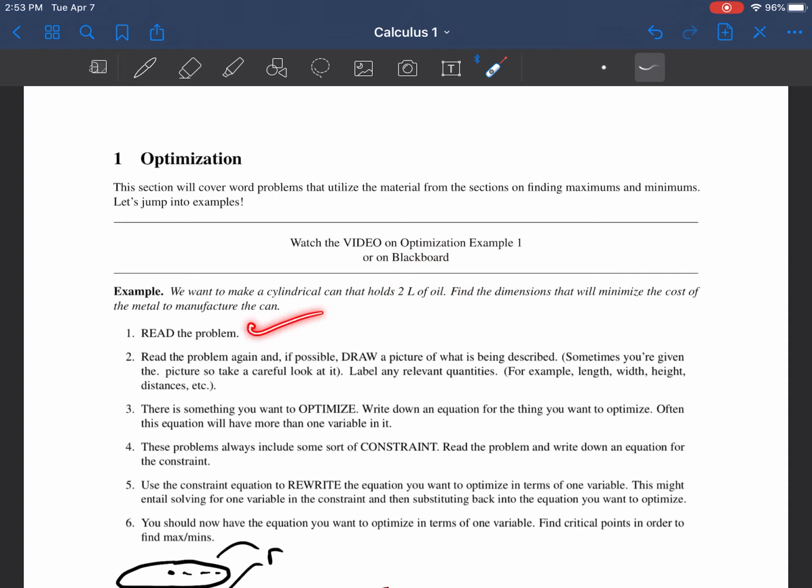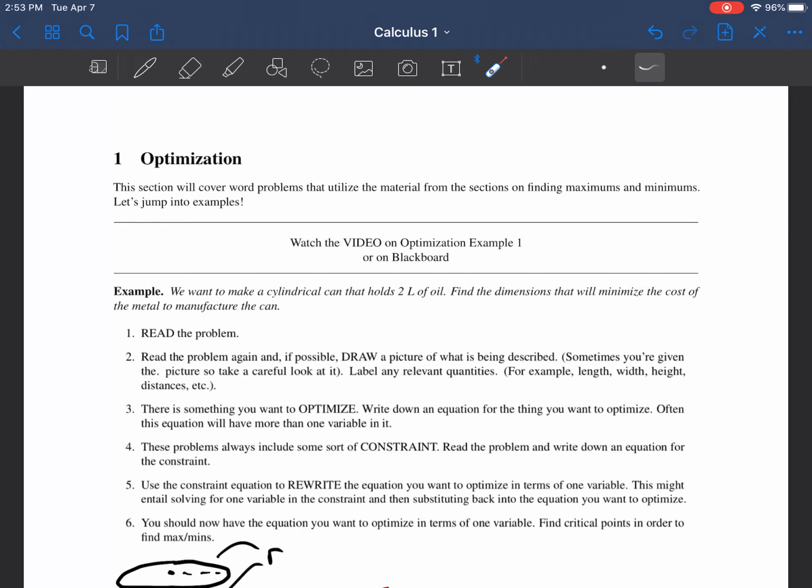So we've done step 1. We read the problem and read the problem again. We want to make a can that holds 2 liters of oil. We want the dimensions of the can that will make it so that we spend the least amount possible on the metal needed to manufacture the can. So we also want to draw a picture.